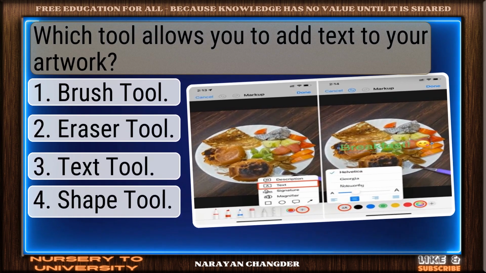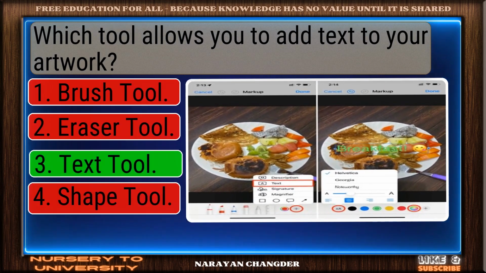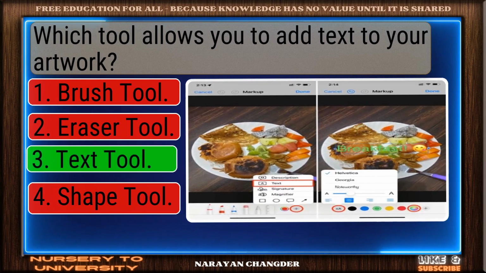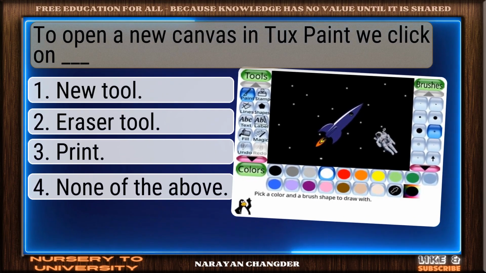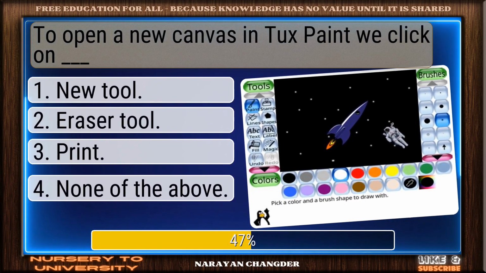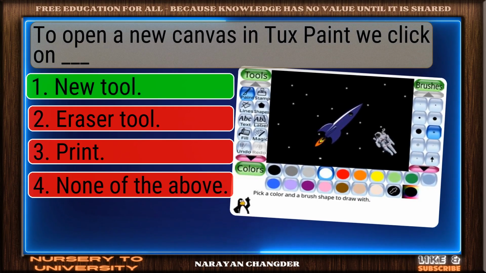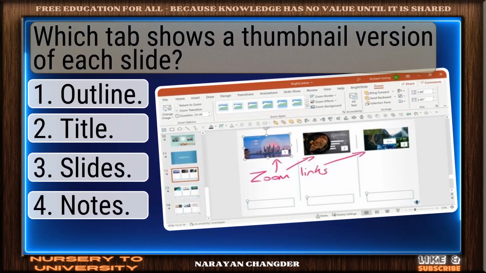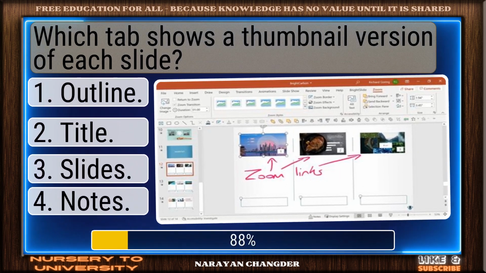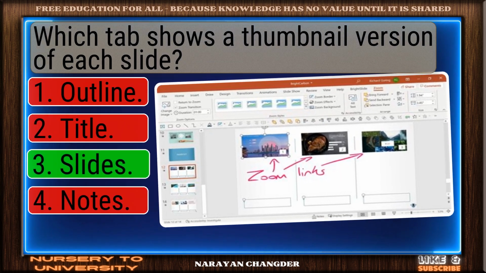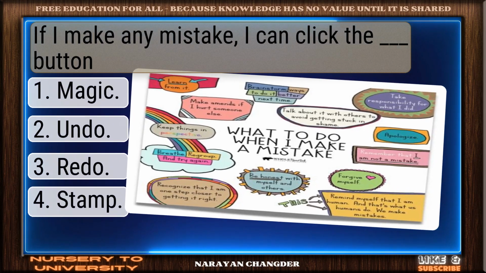Which tool allows you to add text to your artwork? Well reasoned. Text tool is correct. To open a new canvas in Tux Paint, we click on dash. Sharp thinking. New tool is right. Which tab shows a thumbnail version of each slide? Right choice. Slides is best. If I make any mistake, I can click the dash button.